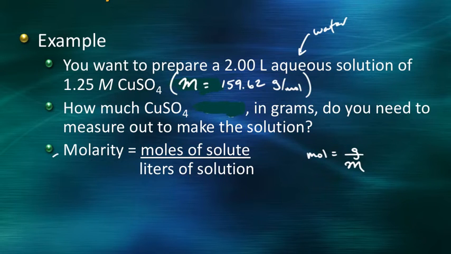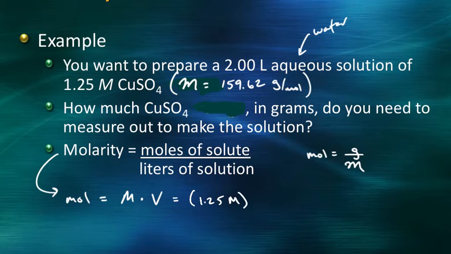So if we rearrange this equation for moles and bring liters up to the other side, we have molarity times, and we'll call this volume, because liters is a unit of volume. Well, we can just plug those things right in. We have a molarity of 1.25 molar and a volume of 2.00 liters, and that would give us 2.50 moles.